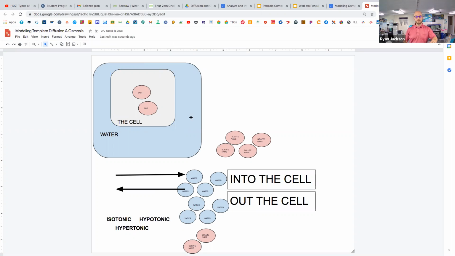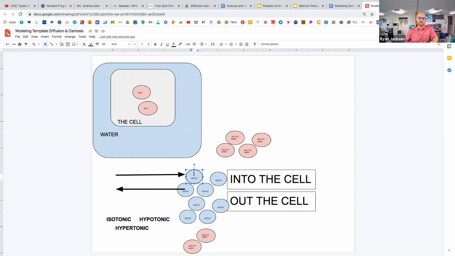All right. So now, what do you need to do? And this depends on what happens. Since you've got salt inside of here, starting out, and this is your cell, and you've got water out here. These are like water molecules, you could even put them over there if you want. Okay, you've got water molecules here.